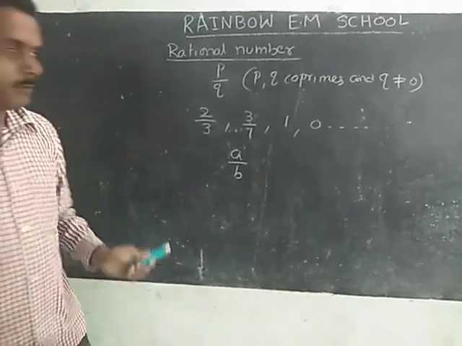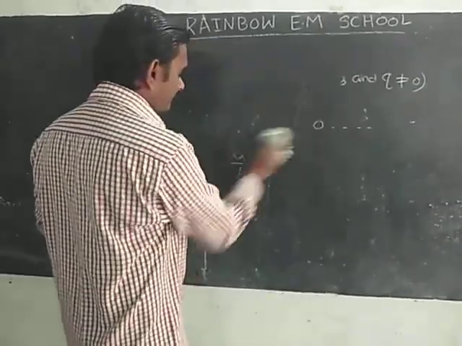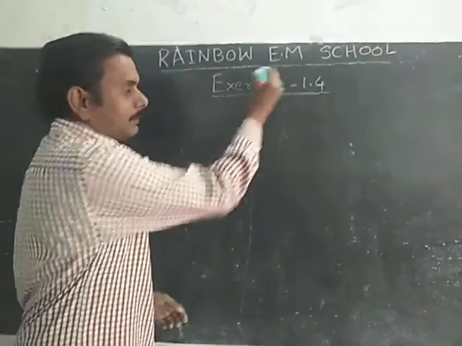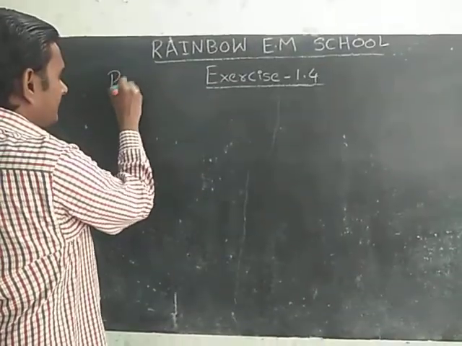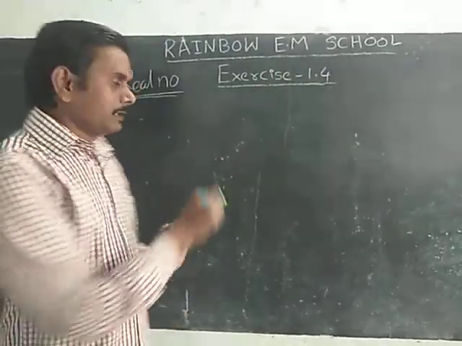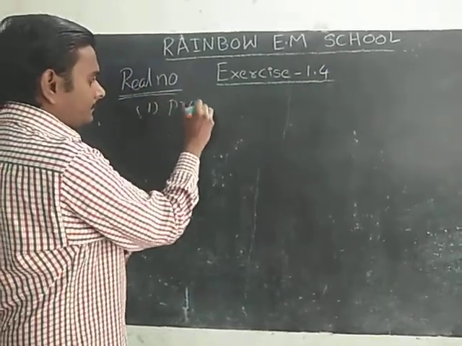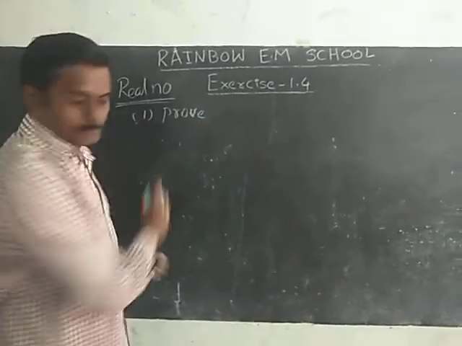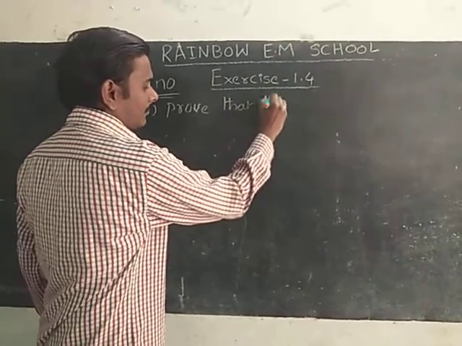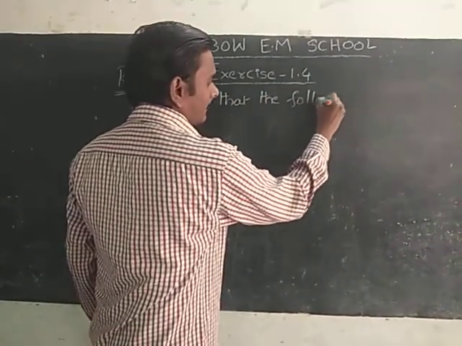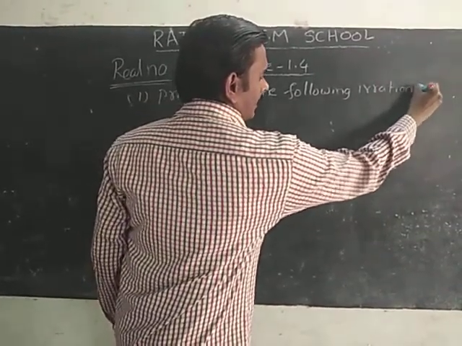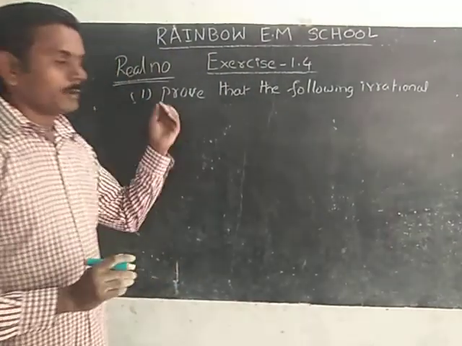Okay, next we will go for exercise 1.4. What is exercise 1.4? In real numbers. Which chapter is it? Real numbers. Okay, in real numbers, exercise 1.4, what is the question given there? Prove that the following are irrational. Okay, we have to prove that the following numbers are irrational.